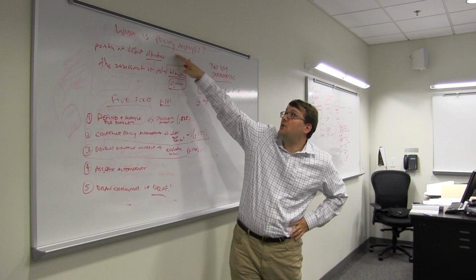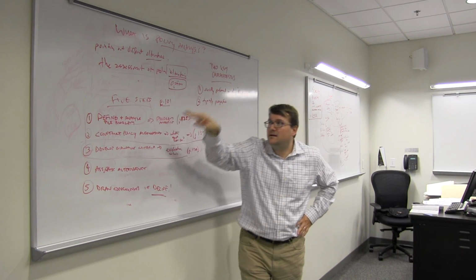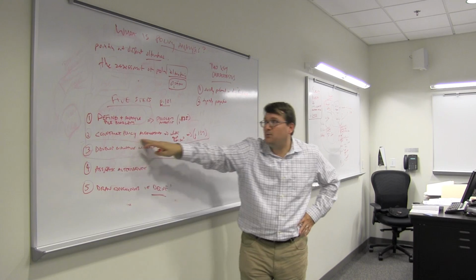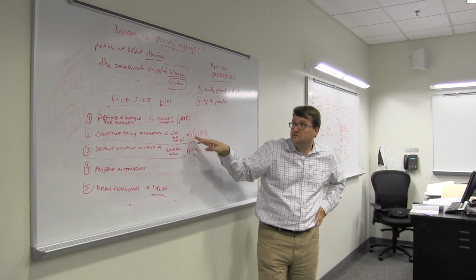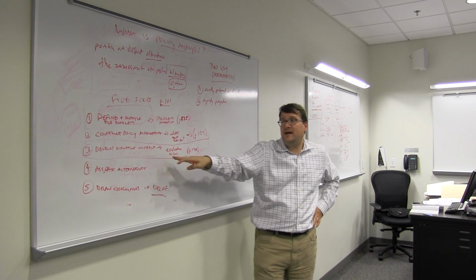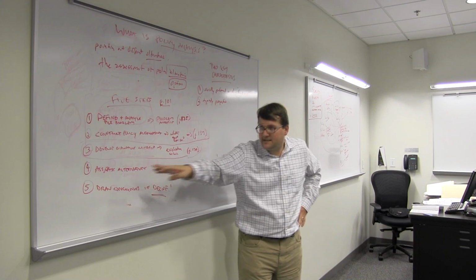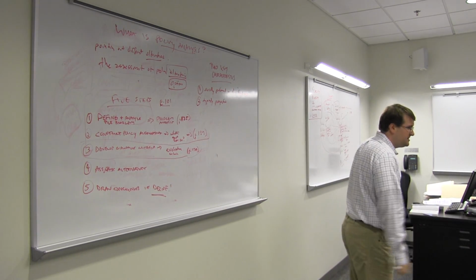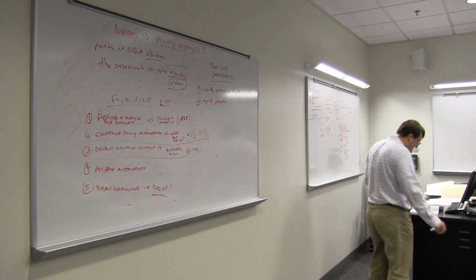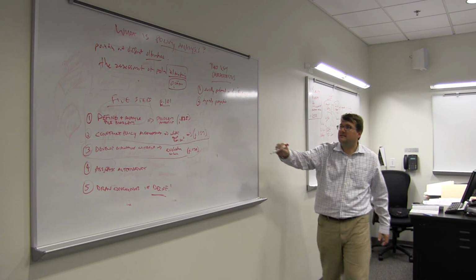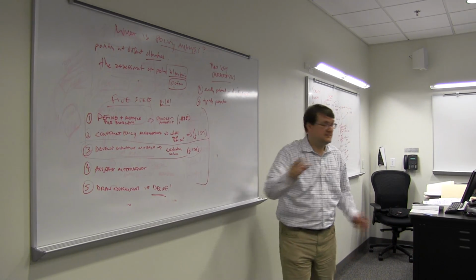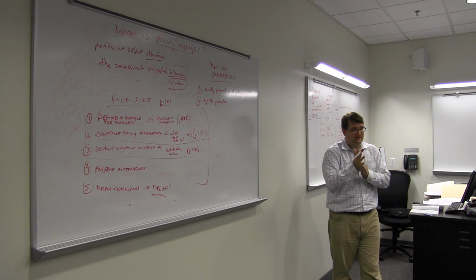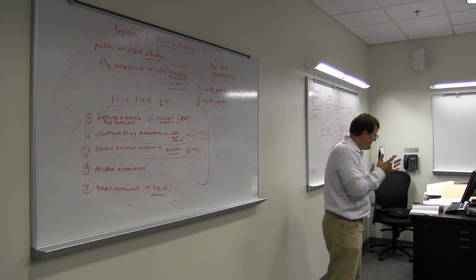5 steps in the policy analysis process. Problem analysis, define the problem. Construct policy alternatives, what the government can do. Develop evaluative criteria. Assess alternatives. Draw conclusions, and make a decision. So that's like the Cliff's Notes of what you need to prepare in the coming weeks.